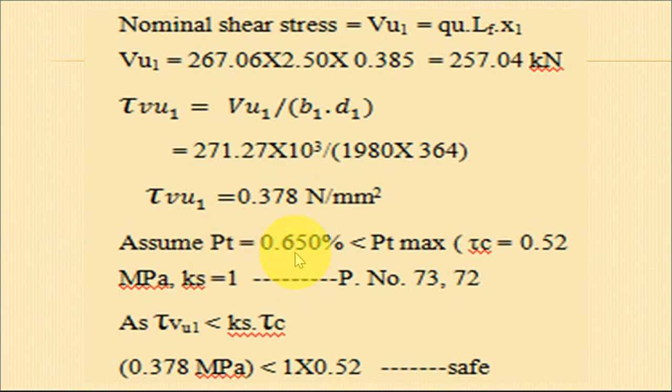Assume Pt is equal to 0.65%, which is less than the Pt max, and therefore from Table number 19 we get the value of tau c as 0.52, and Ks is equal to 1, page number 72. So we get Ks multiplied by tau c, and tau Vu1 is equal to 0.378, which is less than 0.52. So it is safe. As this check is satisfied, depth from the one way shear is also safe.